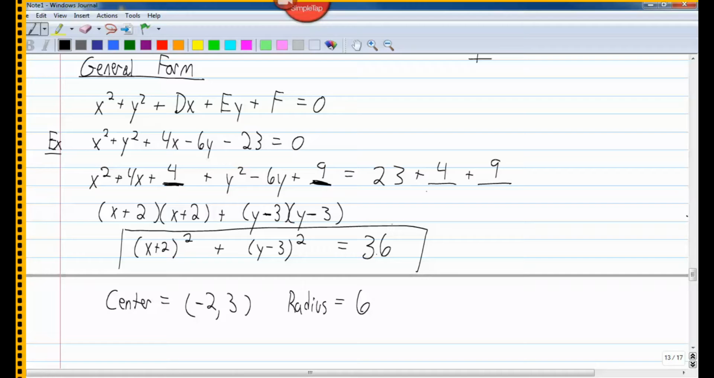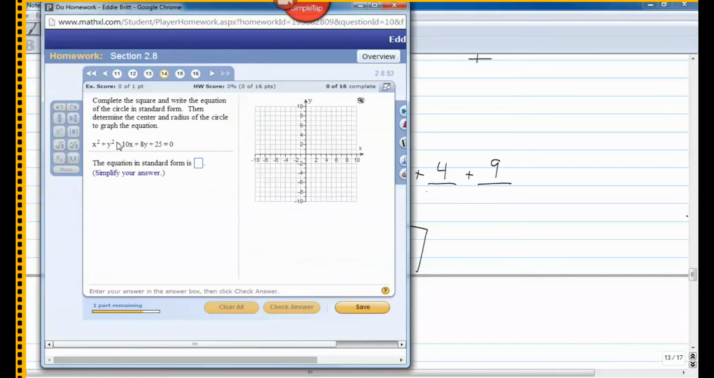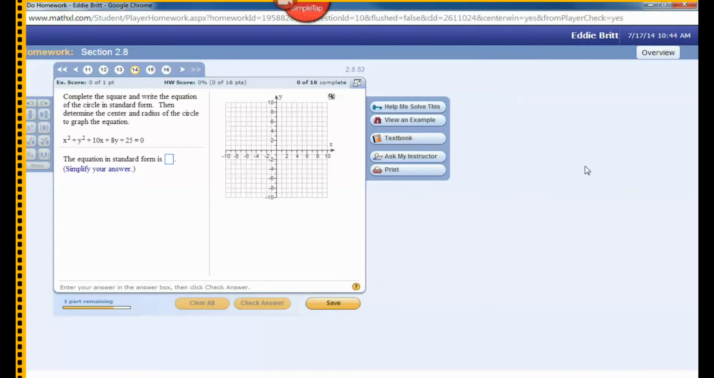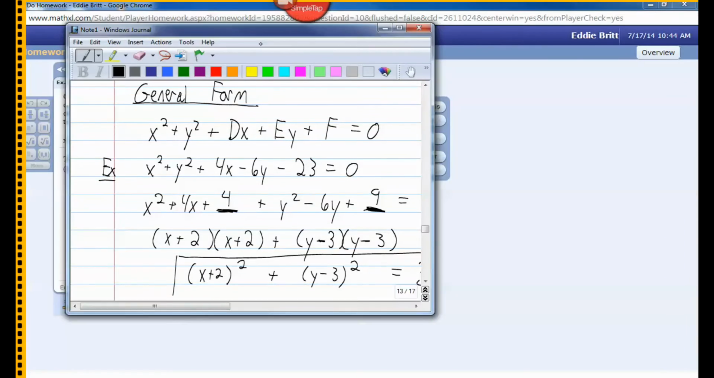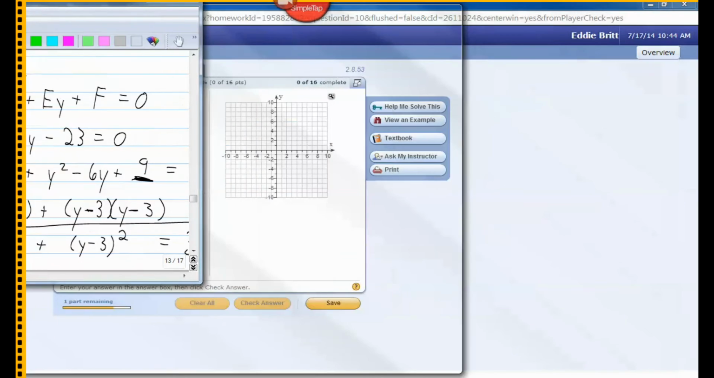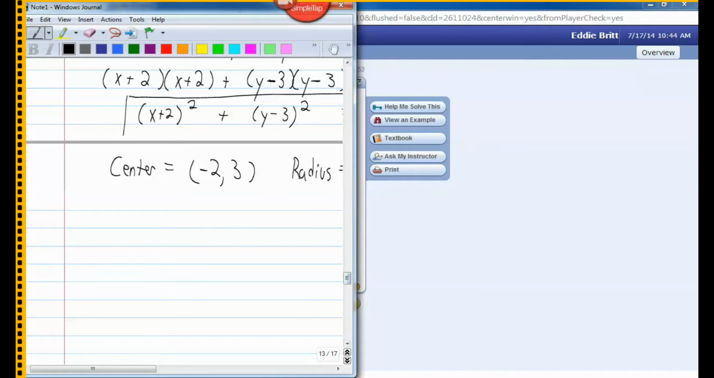Now let's take a look at another example. Let's work one from the homework. Alright. Complete the square and write the equation of the circle in standard form. Then determine the center and radius of the circle to graph the equation. Alright, so we're going to have to complete the square, write it in standard form, then figure out the center and radius and graph it. Okay, so the first thing we're going to do is we're going to figure out the standard form.